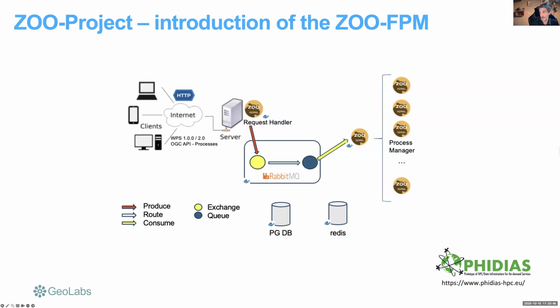Along the way also we introduced the ZOO-FPM, which is responsible for executing the asynchronous tasks, meaning that the ZOO kernel is getting the execute request, sending it to RabbitMQ to have another ZOO kernel which is a client to this RabbitMQ, which is reading messages and popping up the process manager as needed for the execution. And this actually permits scaling to multiple ZOO FastCGI process managers.